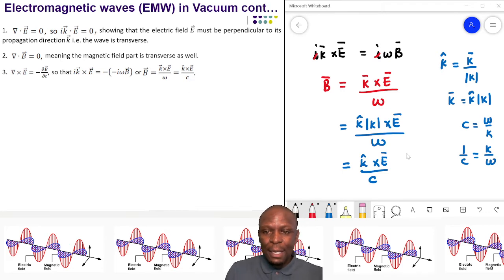And what I also want to remind you is that when you have the cross product of two vectors, for example, the cross product of two vectors is always a vector.